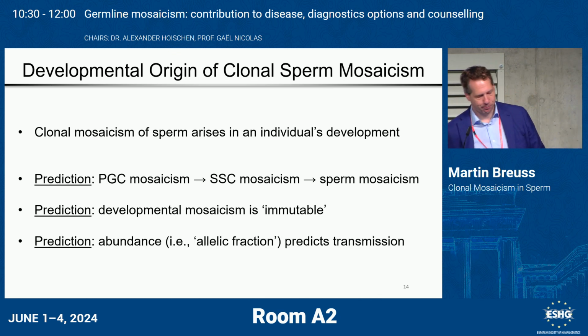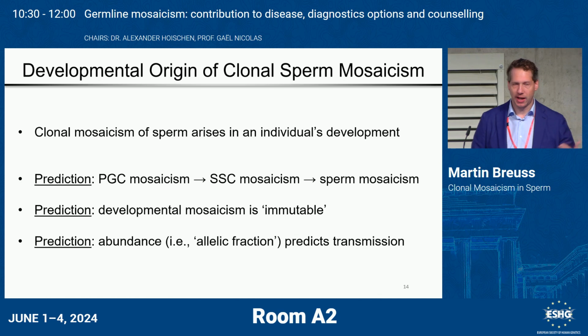And then finally, this is a prediction that we naturally assume: that the abundance, which I will refer to as the allelic fraction, predicts the transmission of the mutations to the next generation.